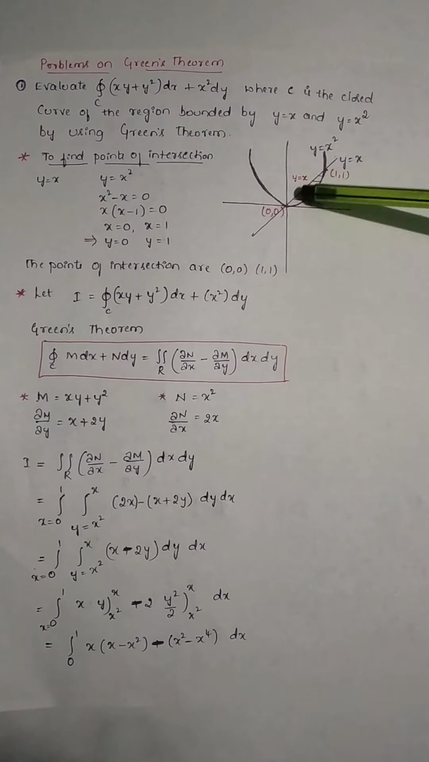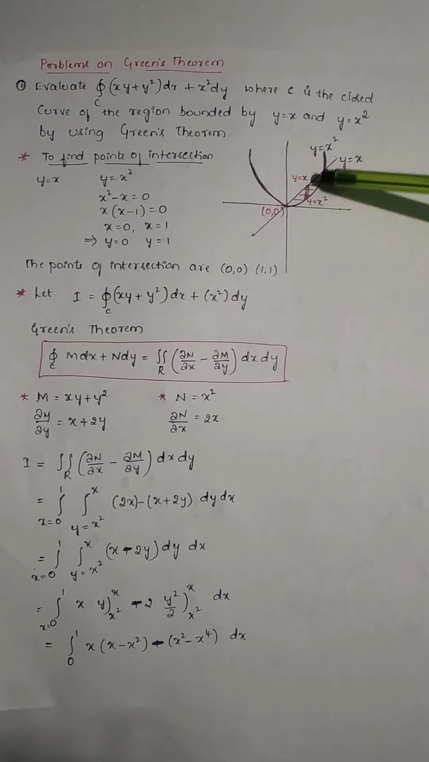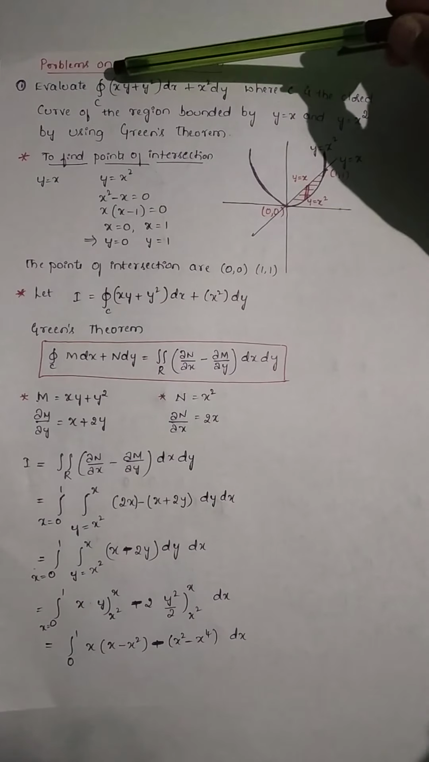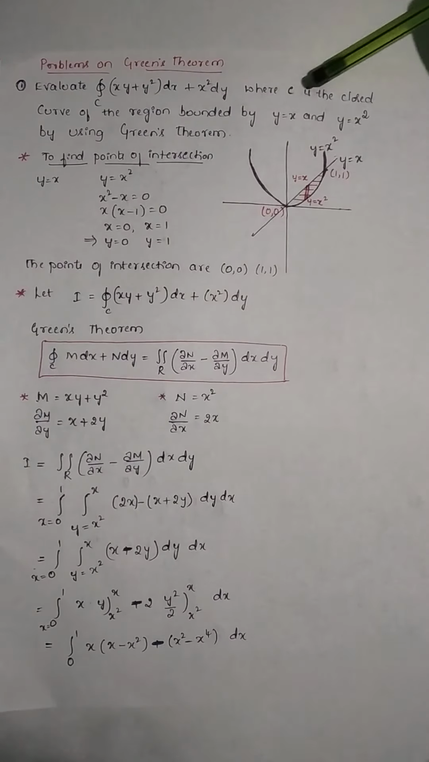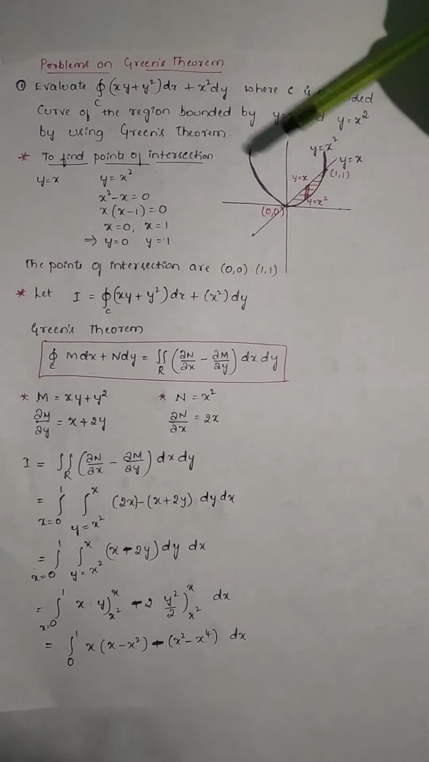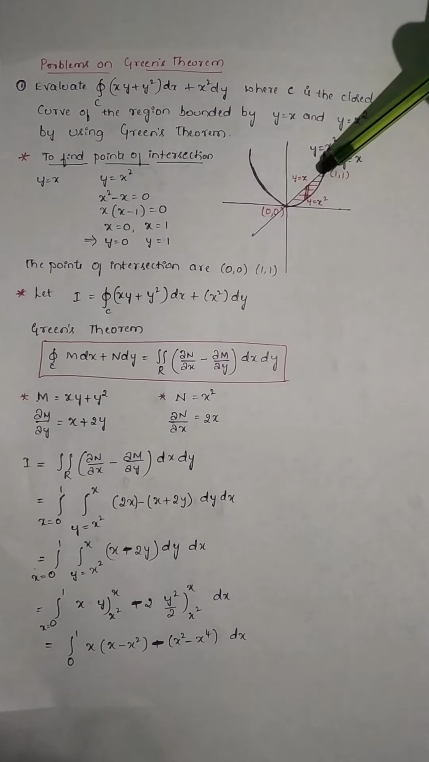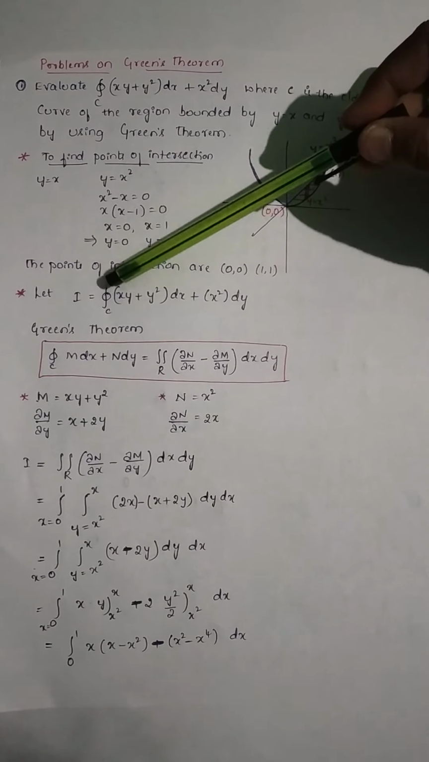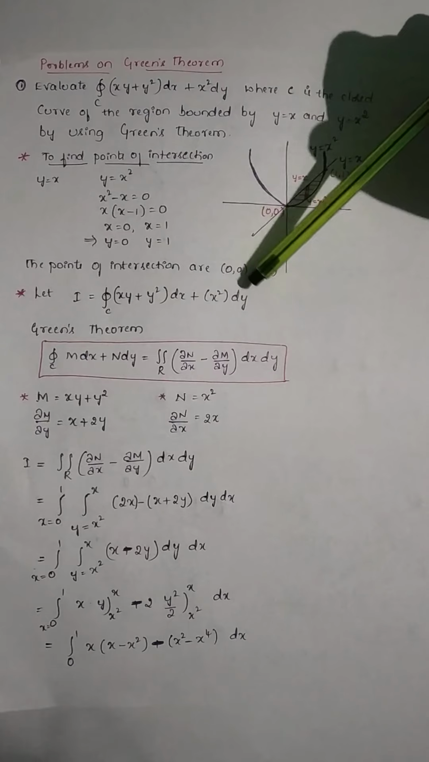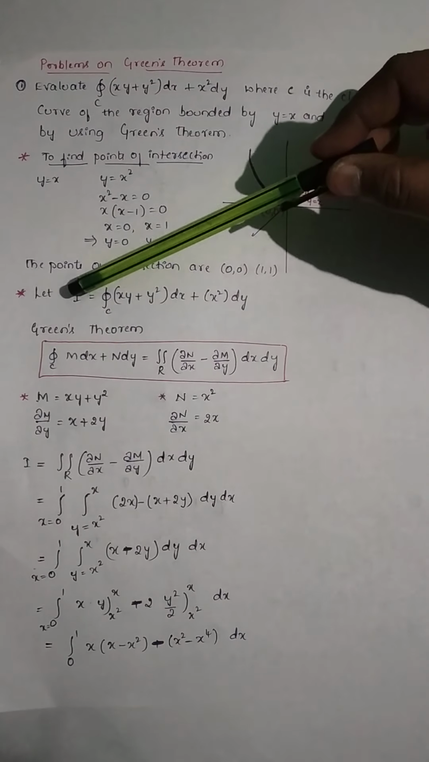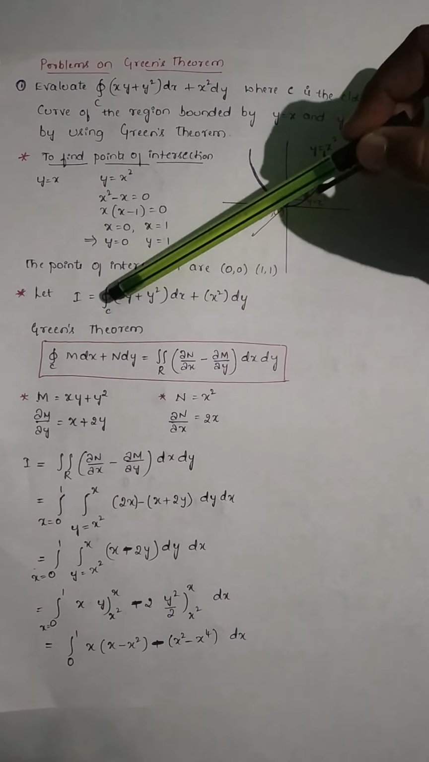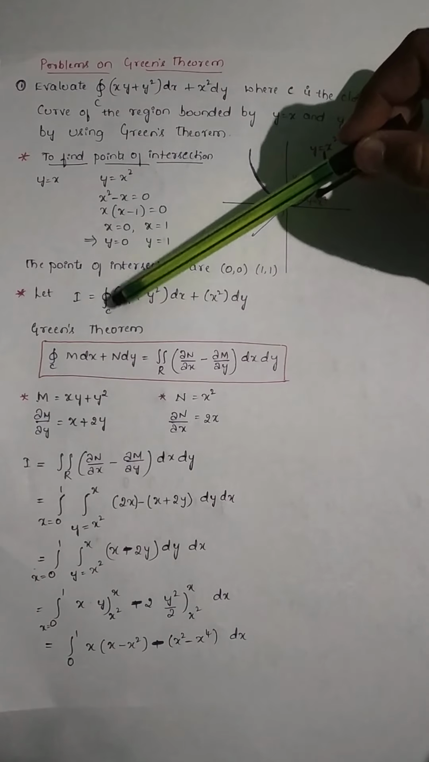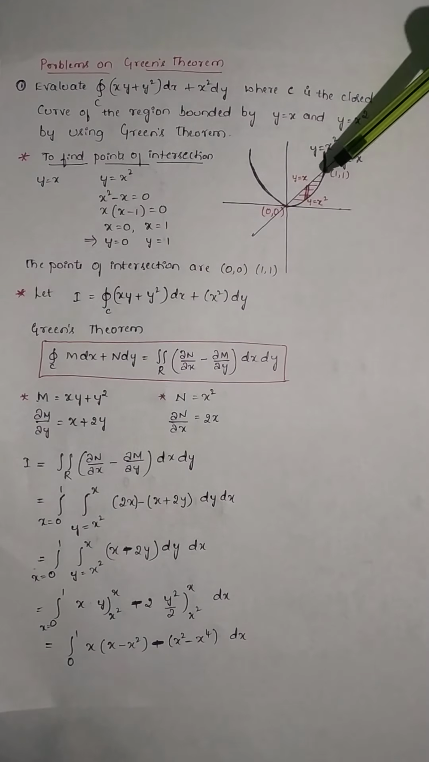After identifying the region, the question is we are evaluating this over C, and C is the curve of the region bounded by the line and the parabola. So to evaluate this integral we need the limits. First you call the given integral as I, and to evaluate I we need to find out the points of intersection of the line and the parabola first.